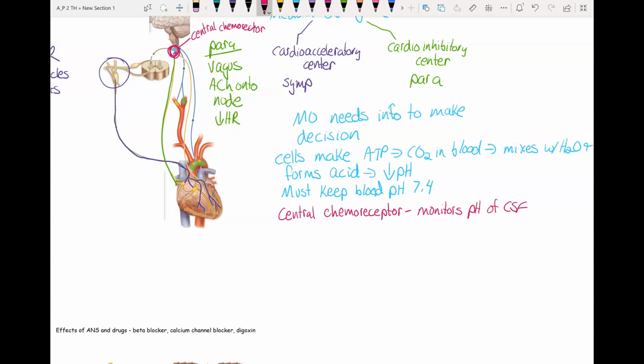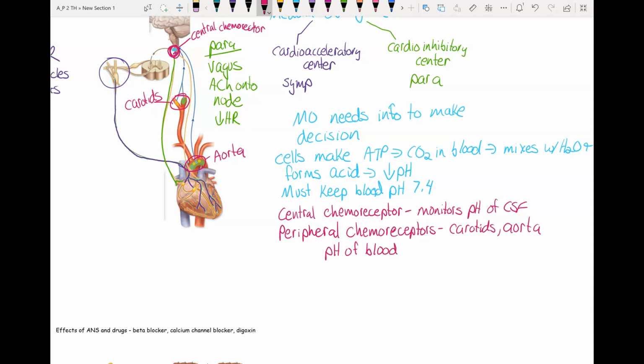Then you also have peripheral chemoreceptors. Here in your carotids, and here in your aorta. So here you have the peripheral chemoreceptors. They monitor the pH of your blood, the carbon dioxide level of your blood, and they respond to very low oxygen of your blood.